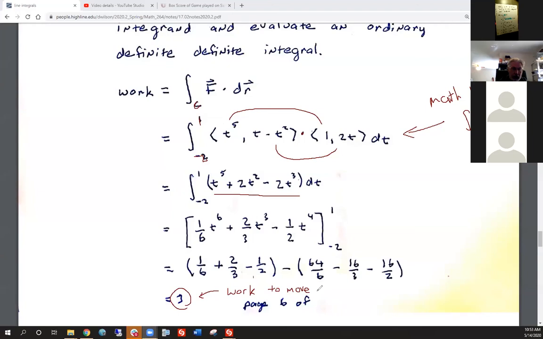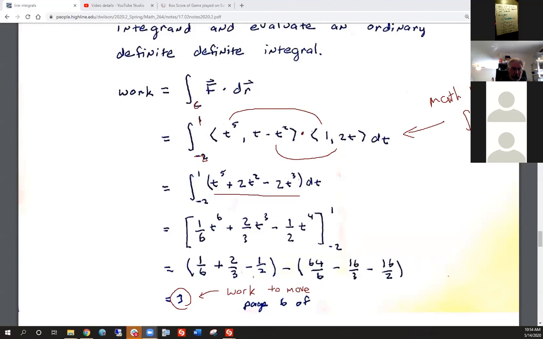If the field described the flow in a river, then you could think about this as the work required to move your inner tube across the river from one point to the other point along the given path. Questions? All right. Neglecting friction, mass, et cetera, and assuming a spherical inner tube.